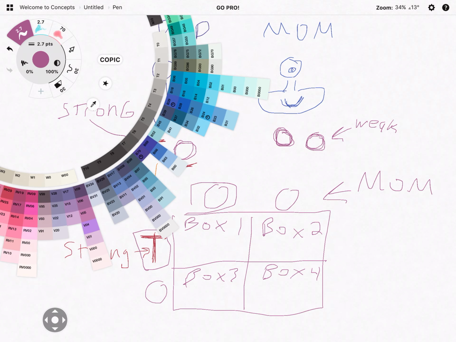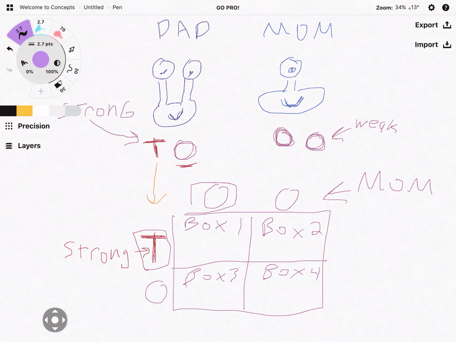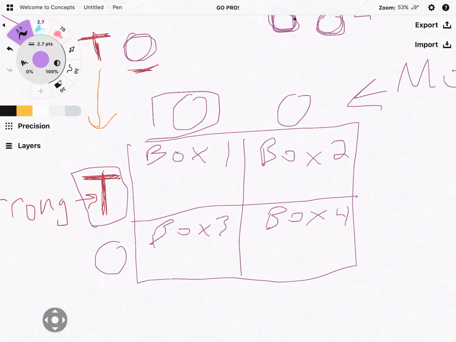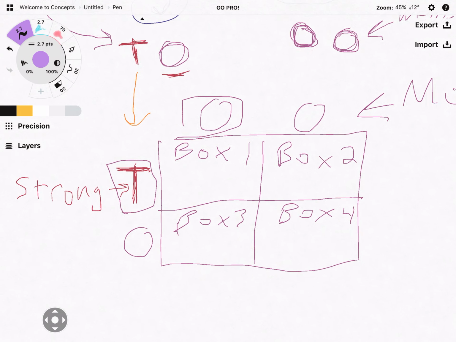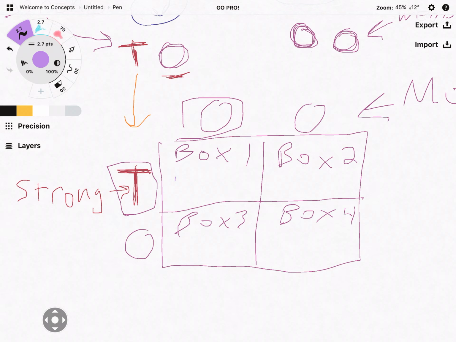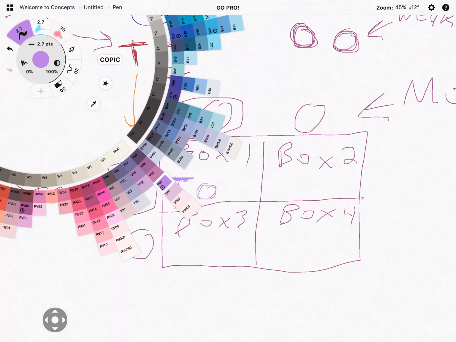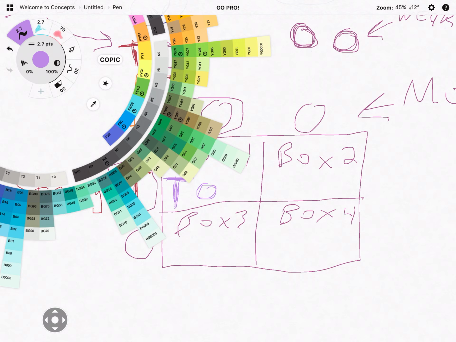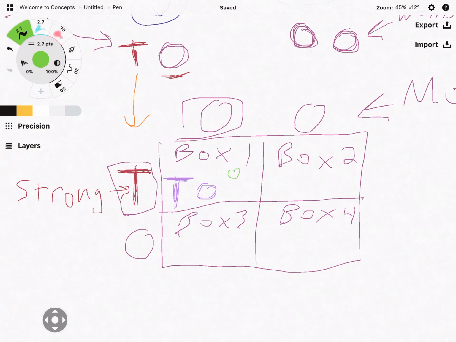Okay, hopefully you've gone and finished. Now let's see what kinds of kids could be created. So the dad, let's look at box 1. In box 1, the dad is giving the 2-eye gene, and the mom is giving the 1-eye gene. And remember, the 2-eye gene is strong, so that combination would make a 2-eyed kid.